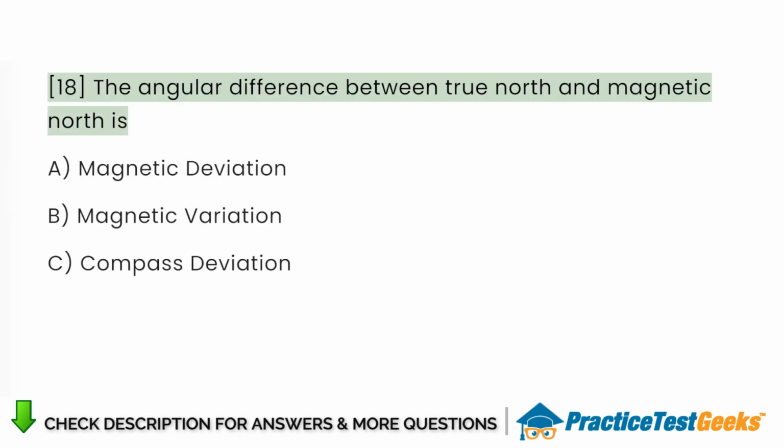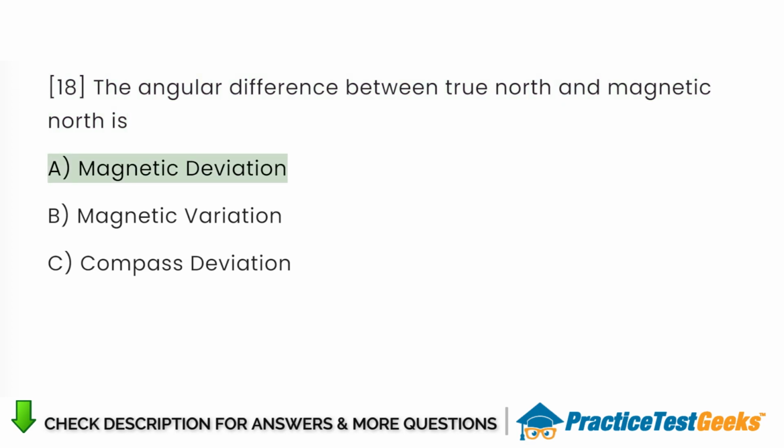The angular difference between true north and magnetic north is: A. Magnetic deviation. B. Magnetic variation. C. Compass deviation.